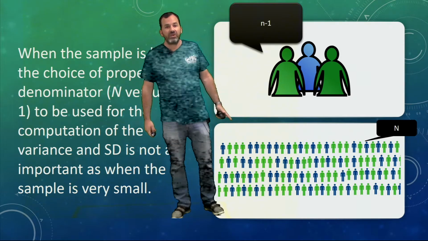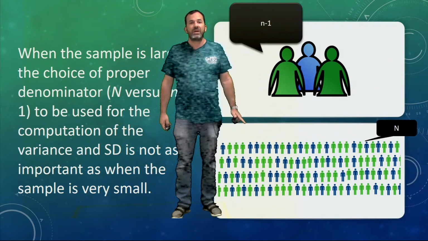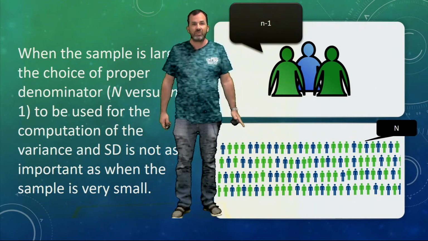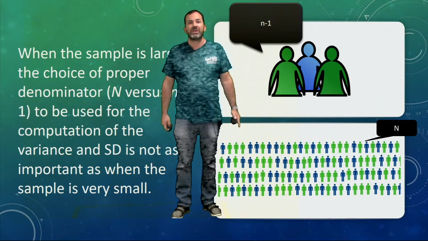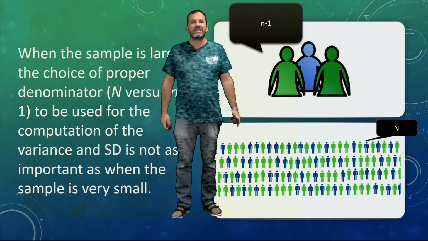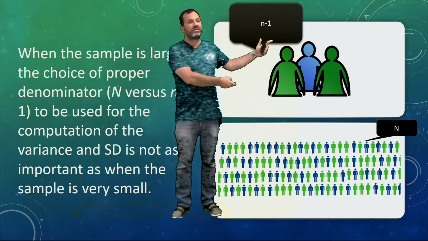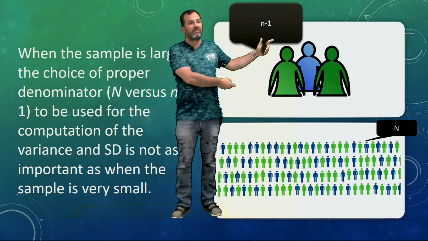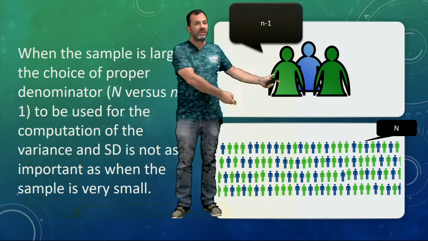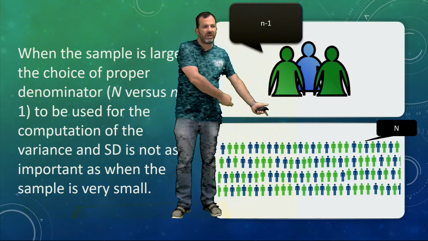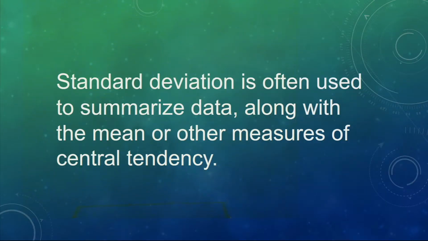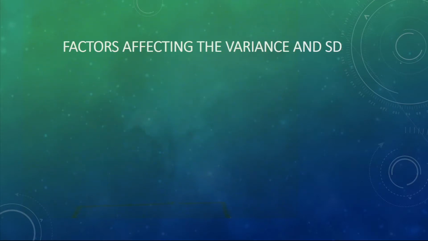When a sample is larger, the choice of proper denominator, n versus n-1, for the computation of the variance and standard deviation is not as important as when the sample is very small. So up here, with my smaller sample, n-1 is much more important than down here, where either n or n-1 would work. Standard deviation is often used to summarize data along with the mean or other measures of central tendency.